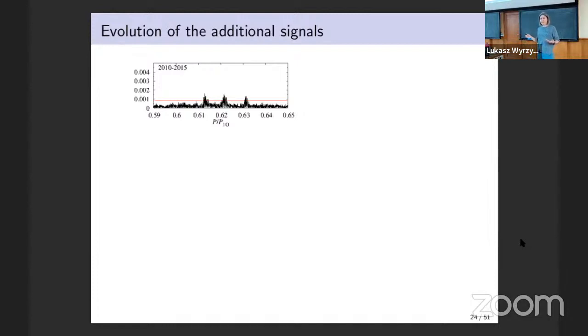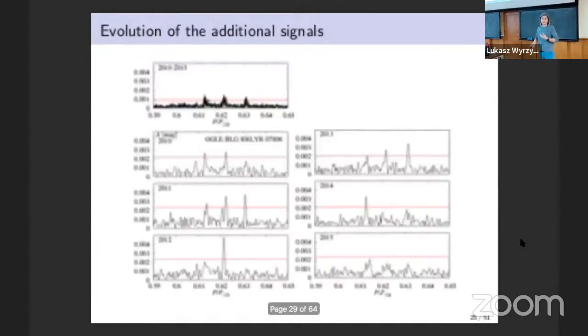Here is how I tested that using the OGLE data. In this panel, we have the range in the frequency spectrum for data collected from 2010 to 2015, and we have this range corresponding to additional signals. This red line marks roughly the detection threshold. In this chart, we see very nicely three signals falling into those three sequences. But I took those 6 years of data and analyzed them year by year, and the picture is completely different.